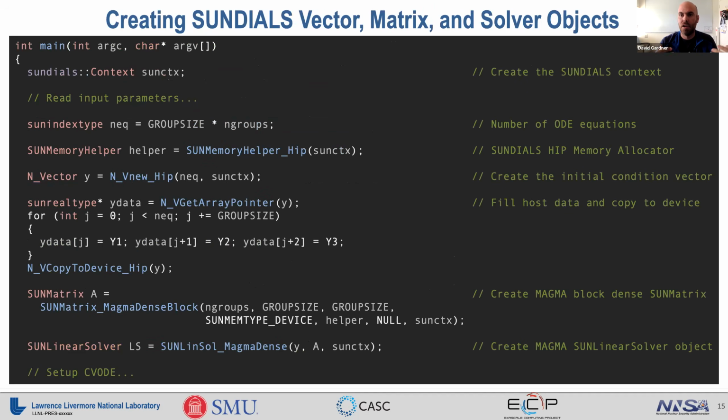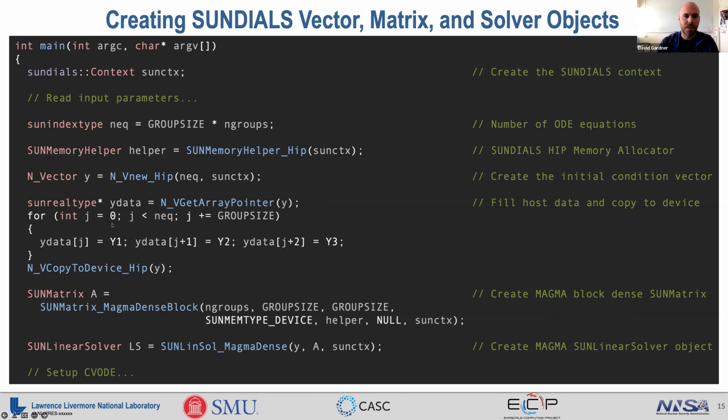Now we need to set up our GPU enabled objects. The first thing we're doing is creating a SUNContext. Cody will talk a little bit more about this later on. I'm going to set what our problem size is. So our group size is 3 times however many groups we have, and that's the problem size we're actually solving. We're going to create a HIP memory helper. We're going to create a HIP N_Vector of the size of the total problem. Then we're going to fill that HIP vector with the initial conditions. In this case, we're doing it on the host and then copying it over to the device, but you could just as equally launch a kernel to fill this in directly in the device memory.